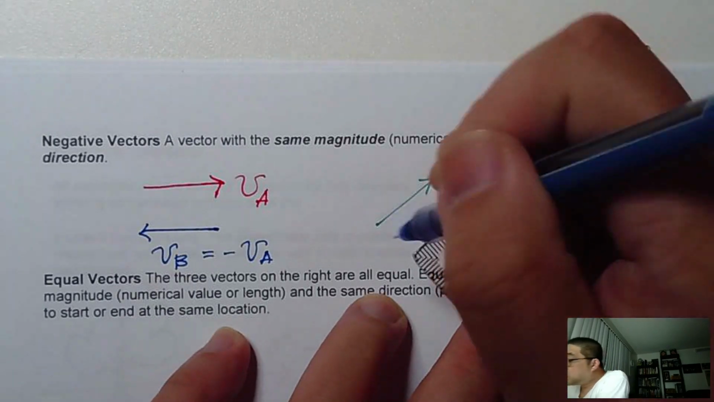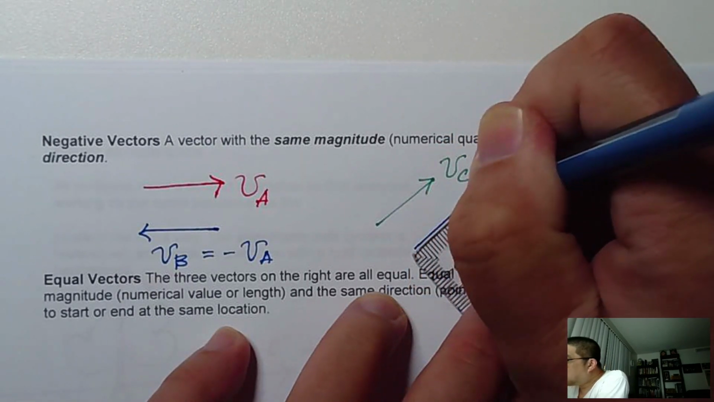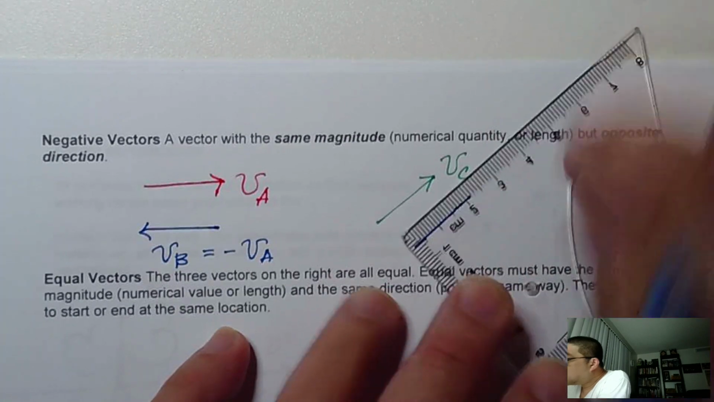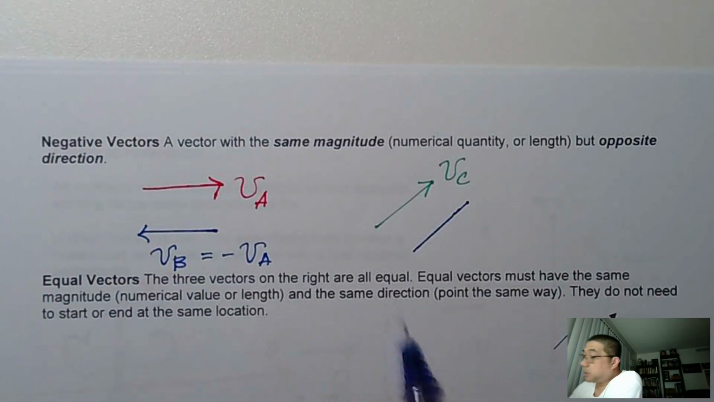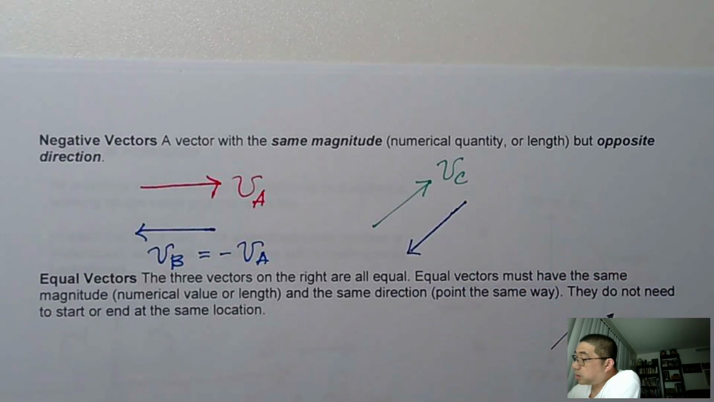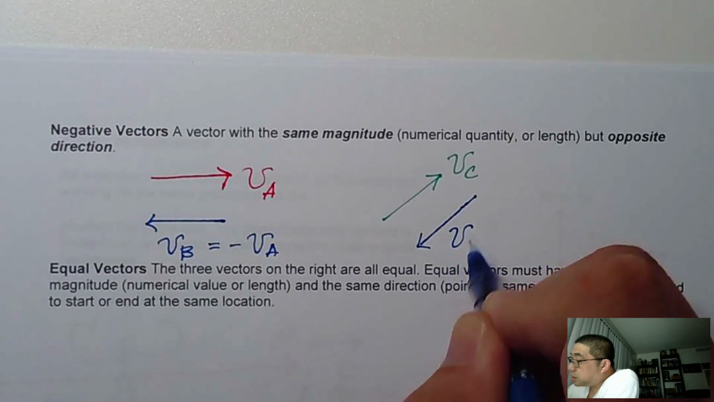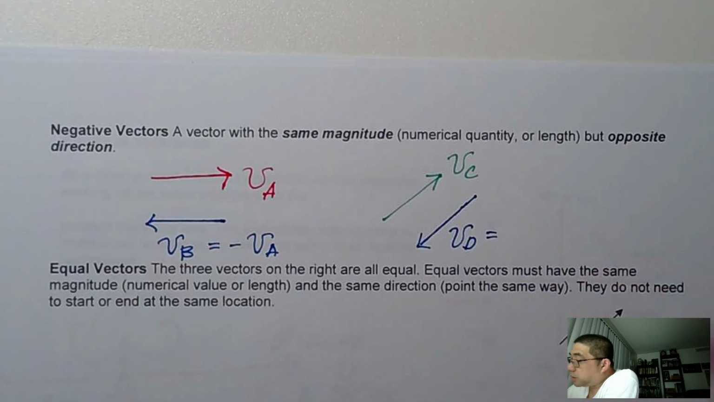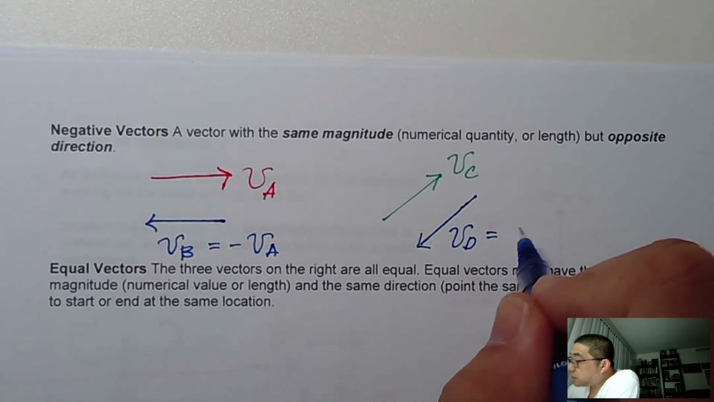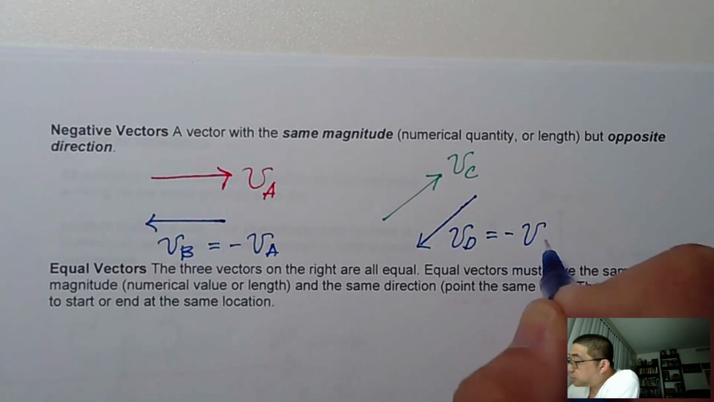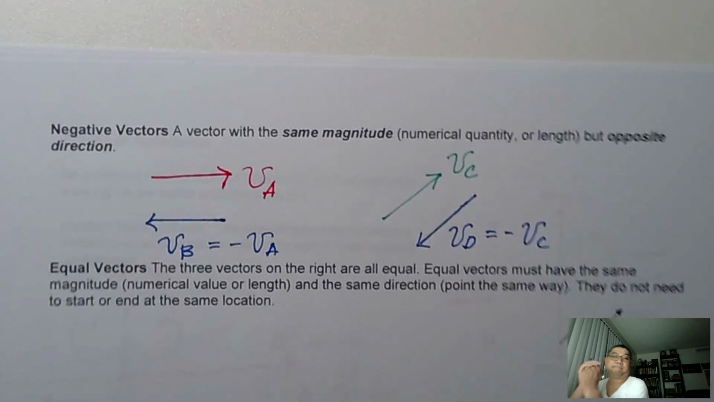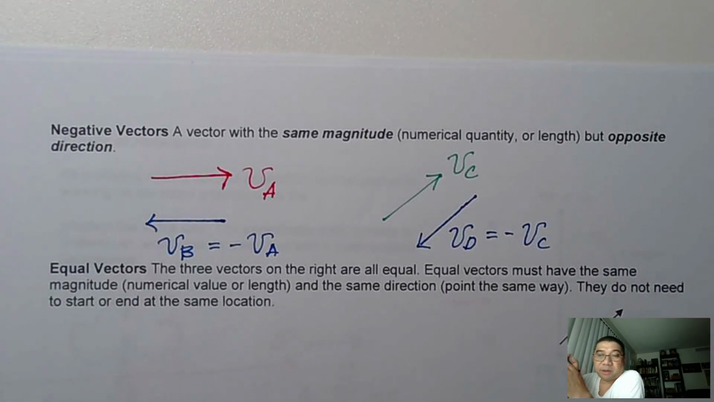So what I'm going to do is draw another one. But this time the arrow is not pointing upward, but instead pointing downward. So now I can say that vector D is simply equivalent to the negative version of vector C. So that is what negative vectors are: the opposite of the first vector.